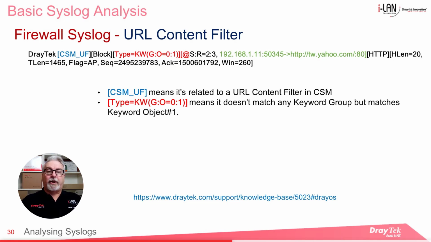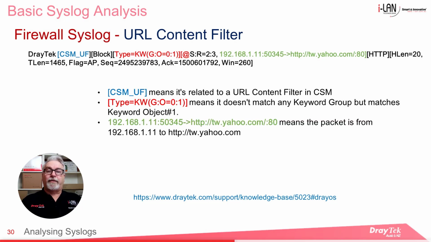The entry shown in green, 192.168.1.11:50345 to tw.yahoo.com, means the packet is from 192.168.1.11 going to tw.yahoo.com.